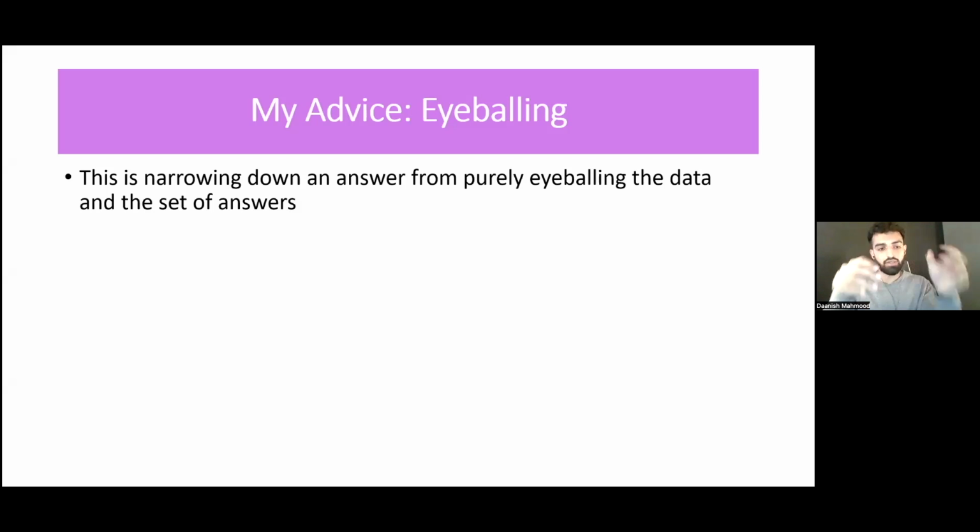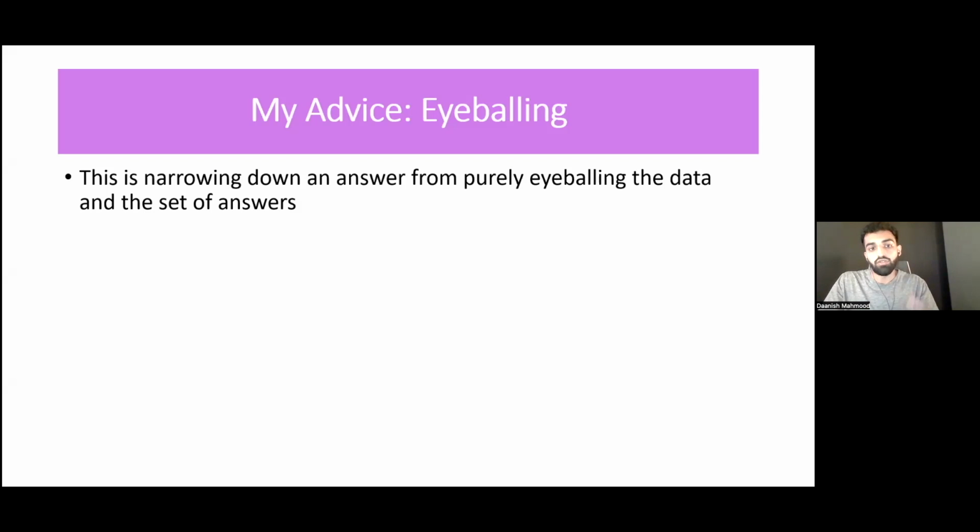Like it literally can't be less than 700. So it must be this answer. That's something that you should get used to doing. There are so many questions in the UCAT which you can use the calculator for, but you can also eyeball. And if you can eyeball the question, you can answer it without doing any calculations, just by looking at it.